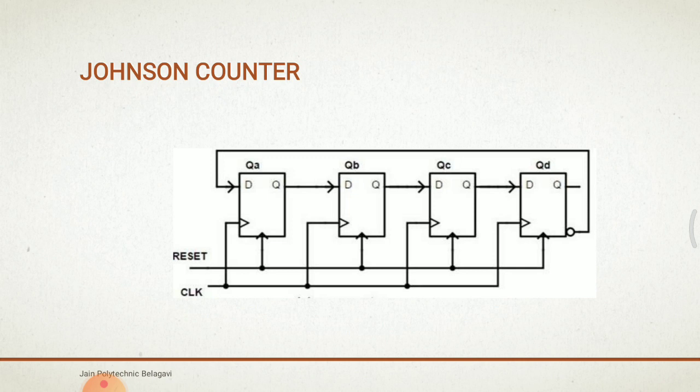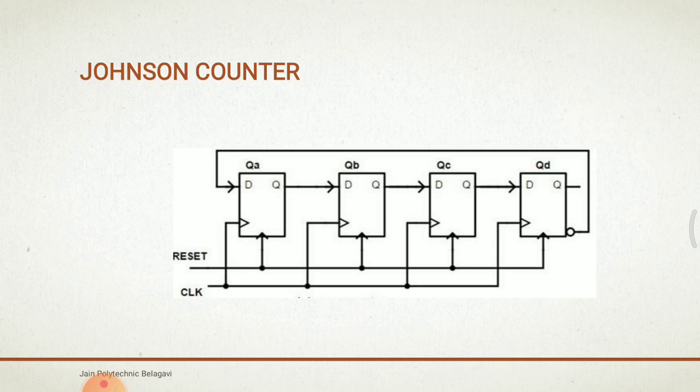The output will be 1 0 0 0, then 1 1 0 0, then 1 1 1 0, and all 1s. Then 0 1 1 1, then 0 0 1 1, then 0 0 0 1, and finally all 0s. The sequence repeats for the next clock pulses. The Johnson counter produces a special pattern by passing zeros and then ones, and thus it produces the special pattern by counting up and down.